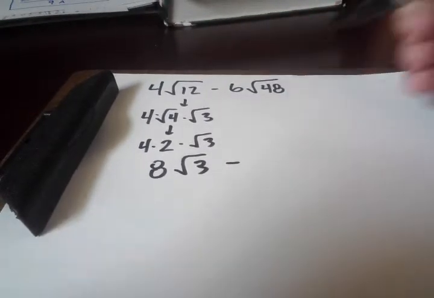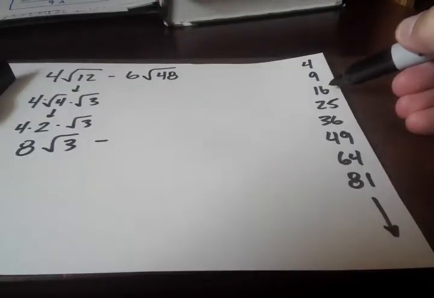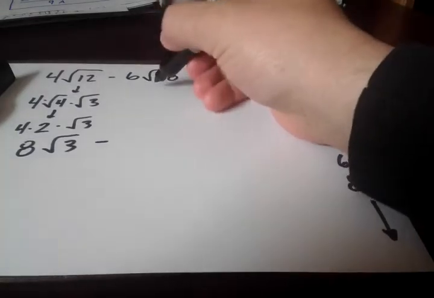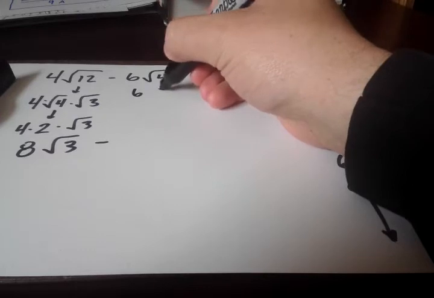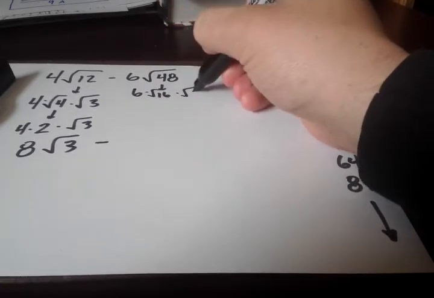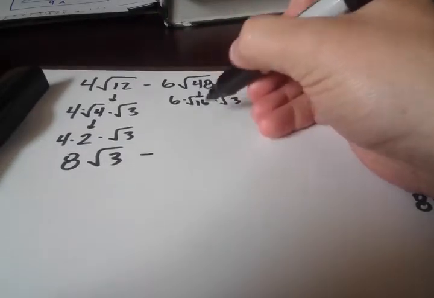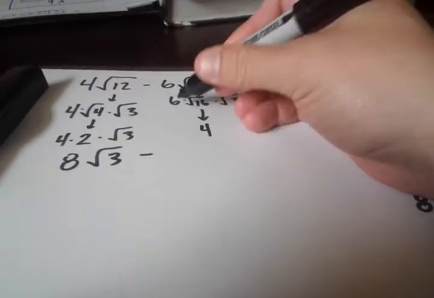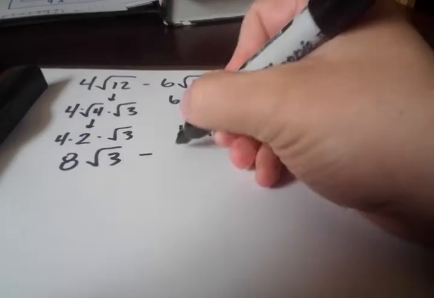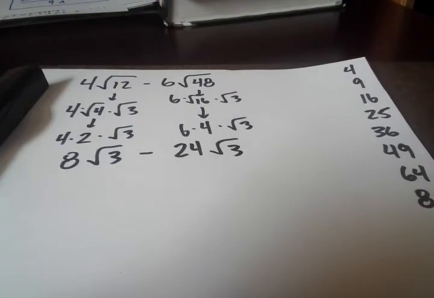Okay. Let's do the same thing with the 48. Let's simplify. Let's look for a perfect square that goes in there. I think it's 16. 16 times 3 gives me 48. So I'm going to write this as 6, and it's going to come down. I'm going to say 16, and we said 3. 16 times 3 is 48. Cool. We know that the square root of 16 is 4. So now I have 6 times 4 times radical 3. 6 times 4 is 24. Still got that radical 3 back there.